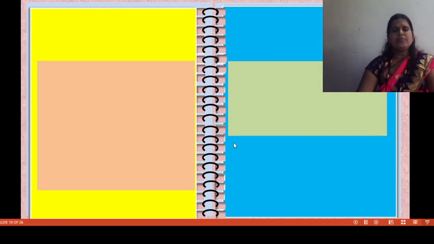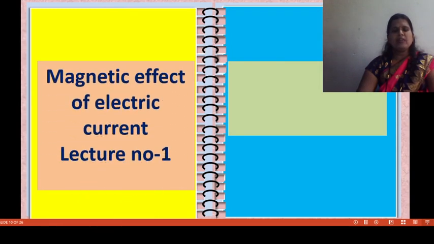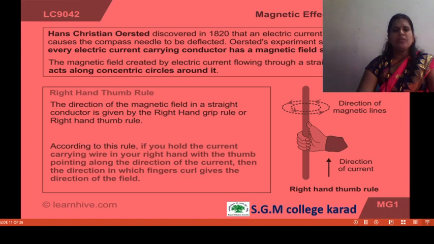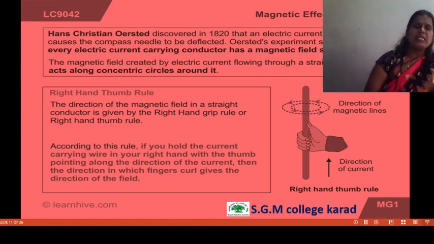Next, today we will take lecture number one of magnetic effect of electric current. In this lecture, we will see introduction, magnetic and Lorentz force and cyclotron accelerator. First of all, we will see the introduction of magnetic effect of electric current.